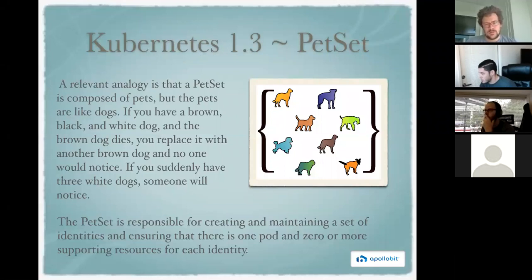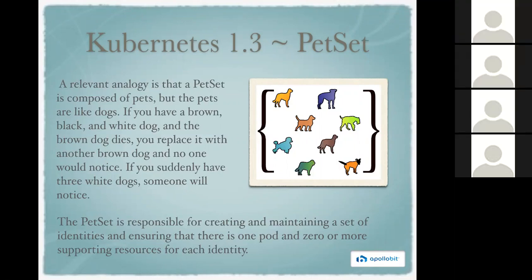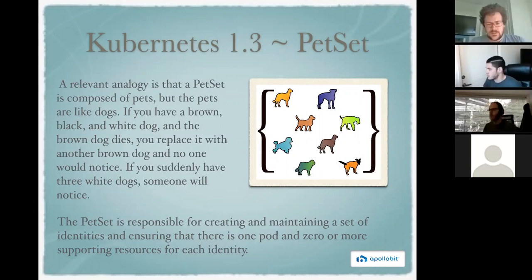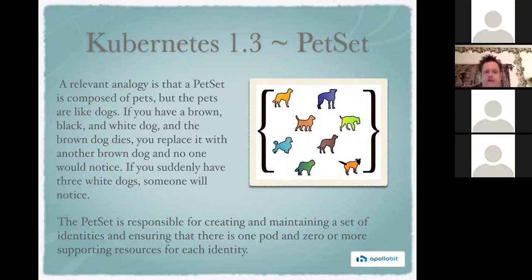So first off, please interrupt me throughout this presentation if you guys have any questions. Also, the reason that PetSet was developed, a good analogy to describe it, is that you've got a bunch of pets. You've got a brown, black, and a white dog. The brown dog runs away. I have on the slide "dies"; I need to change that. It's kind of bad. You replace it with another brown dog and nobody would notice. But if you suddenly have 3 white dogs, somebody's going to notice.